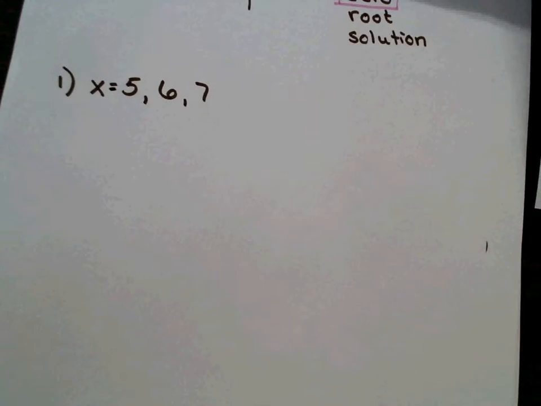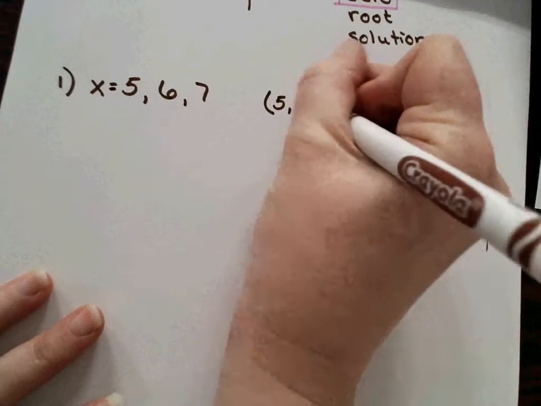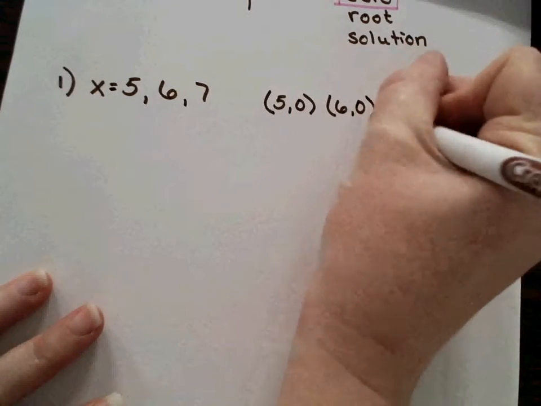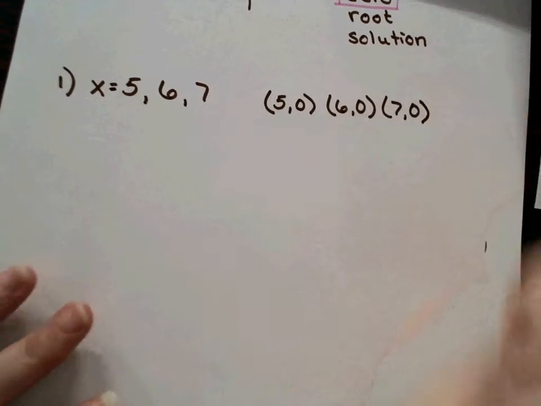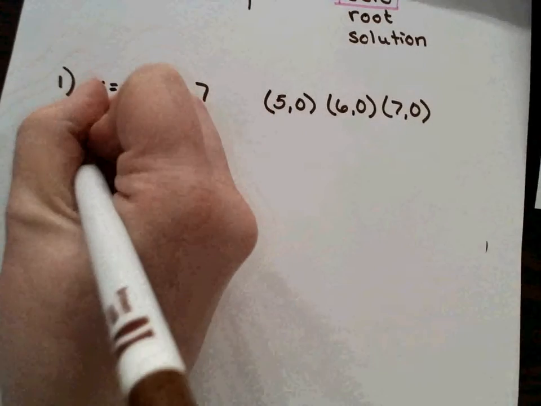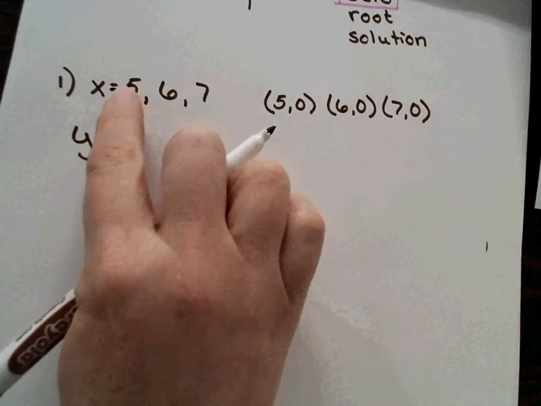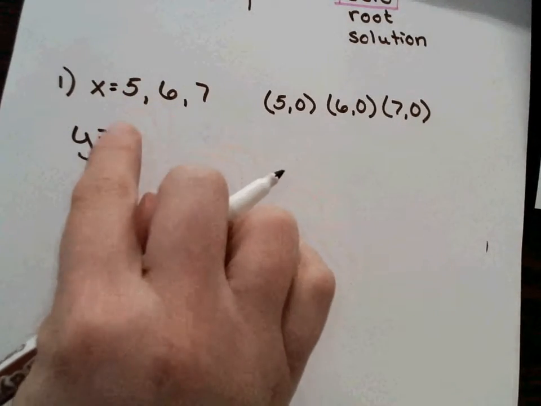In other words, the ordered pairs would be 5, 0, 6, 0, and 7, 0. Those would be your ordered pairs, your points, for when I go to graph. Those would be the points that I would have to put my polynomial through. Now, we are going to take this information and write the equation. So when I write the equation, it's always going to be y equals, right? And since I have 3 numbers up here, I'm going to have 3 binomials.